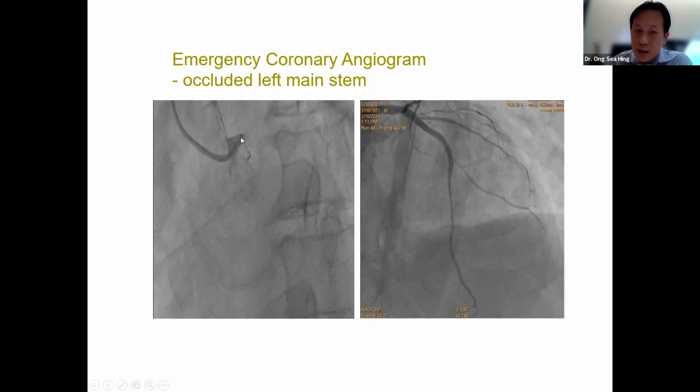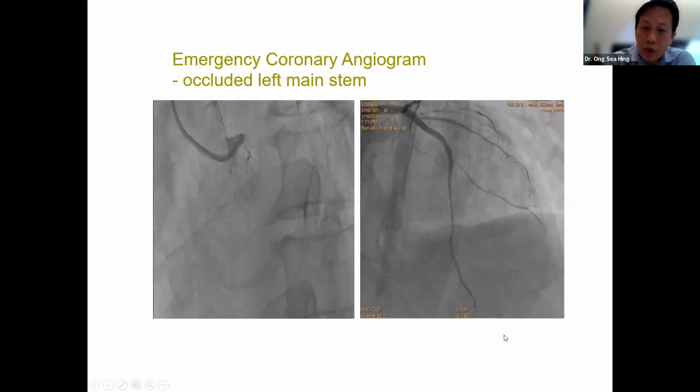But as you see, with the contrast, it just sticks inside this stump here, and you see a little bit of contrast in the aorta, but no coronary artery. Okay, and after stenting the left main into the left anterior descending artery, you see the coronary artery come out.